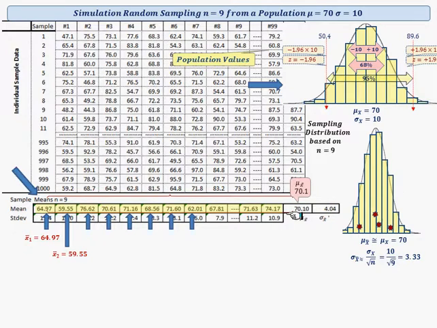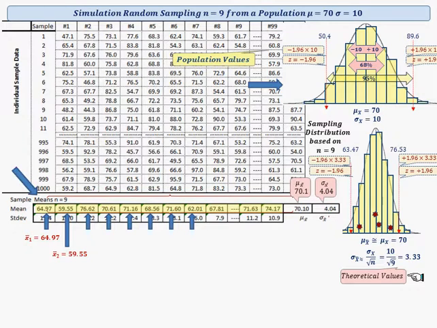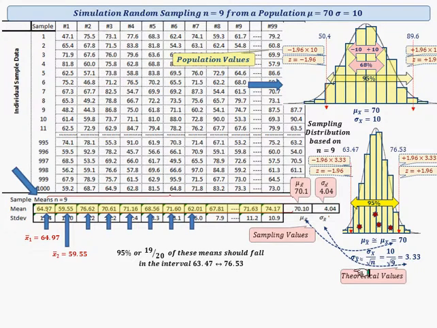The average, or mean, of these sample means is 70.10 compared to the theoretical value 70. The standard deviation of these means is 4.04 compared to the theoretical 3.33. This gives rise to this symmetric region about the mean within which 95% of the sample means will fall. We're just comparing the sample values with the theoretical values. 19 out of 20 of these sample means should fall in this interval, 63.47 to 76.53.